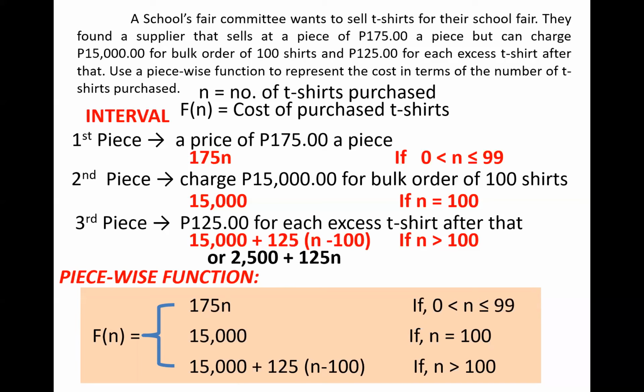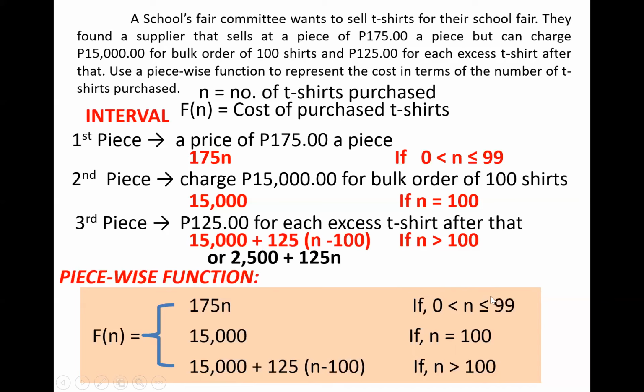Now, how are we going to analyze this piecewise function? Okay? Assuming gusto kong bumili ng 55 t-shirts. Okay? So, yung 55 t-shirts na yon, that is our n. Paano ko ngayon malalaman yung magiging price ko? Tatlo yan. 1, 2, 3. So, hanapin mo ngayon sa ang interval mapopol yung 55 t-shirts. Okay? Tama. Mapopol siya under this interval.